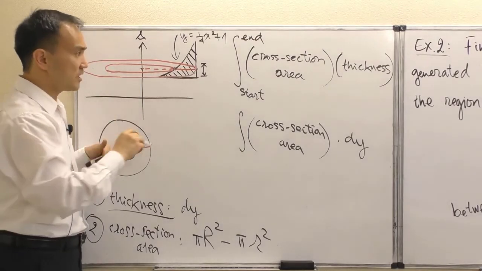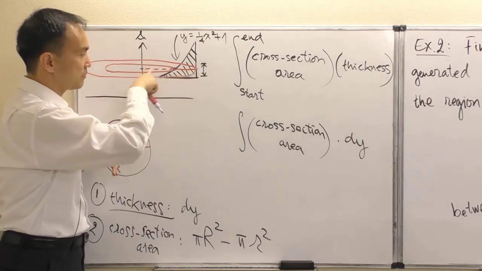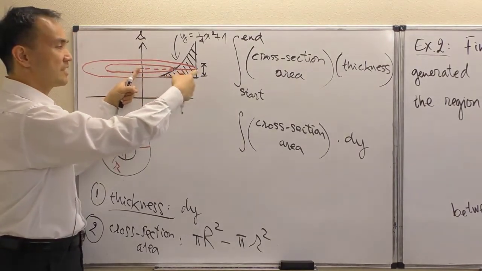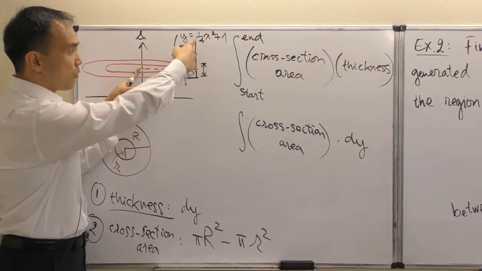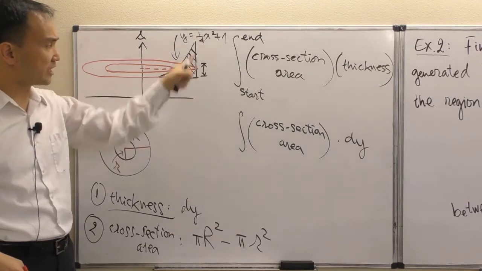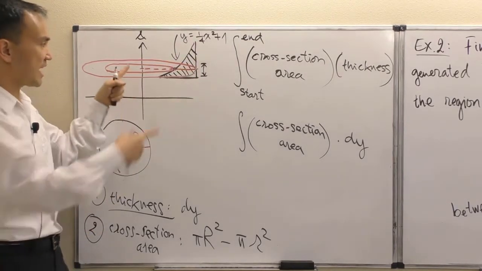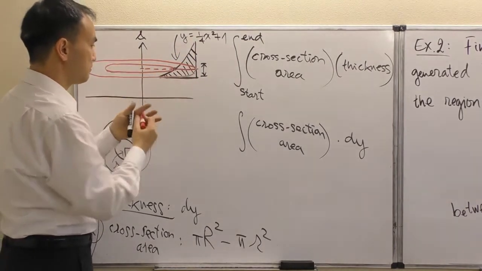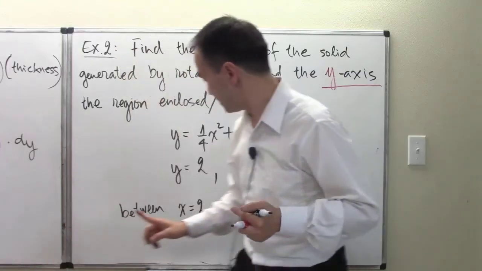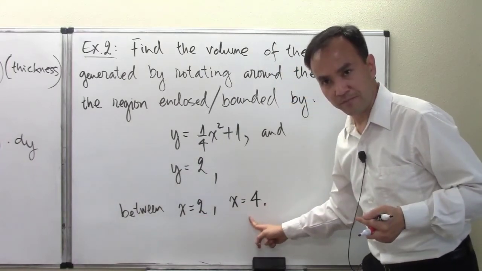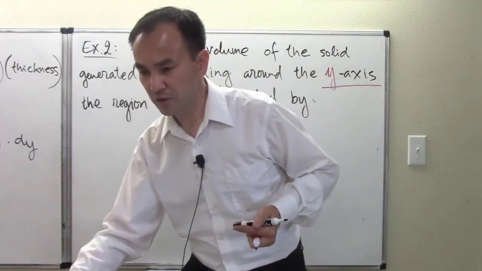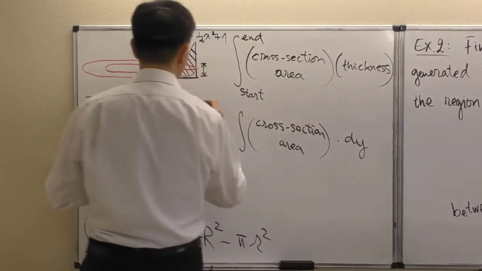So in this case, let's find out what big R is, because big R is the distance between the rotation axis and the further point. The further point is on this outer boundary. What is this outer boundary? The problem description told us earlier that it was x equals 4. It's a vertical line. So x equals 4 is the further boundary.